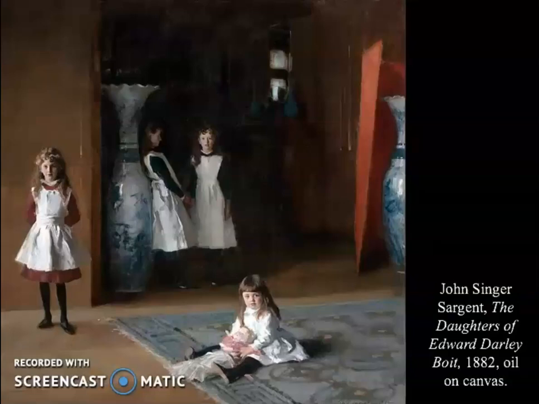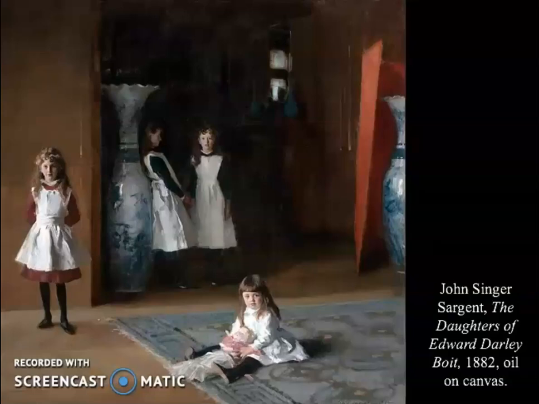Another famous work that he did, this one would have been commissioned, The Daughters of Edward Darley Boit from 1882. And this work was very famous. It was a life-size portrait of this Bostonian's 4 daughters posed in the foyer of the family's Parisian apartment. And it's a really interesting depiction of these girls because they do not interact. They're each sort of individually posed separately.